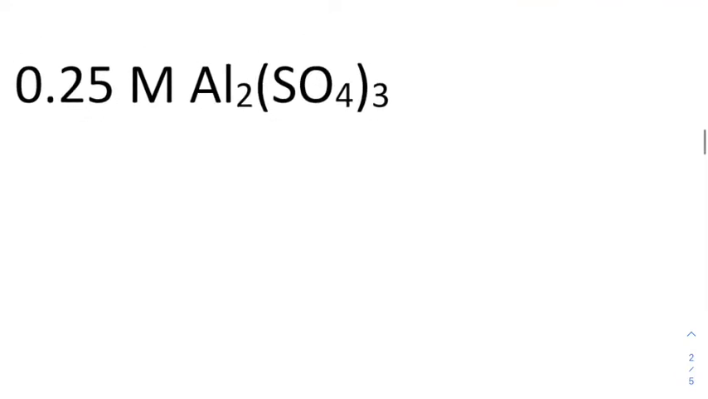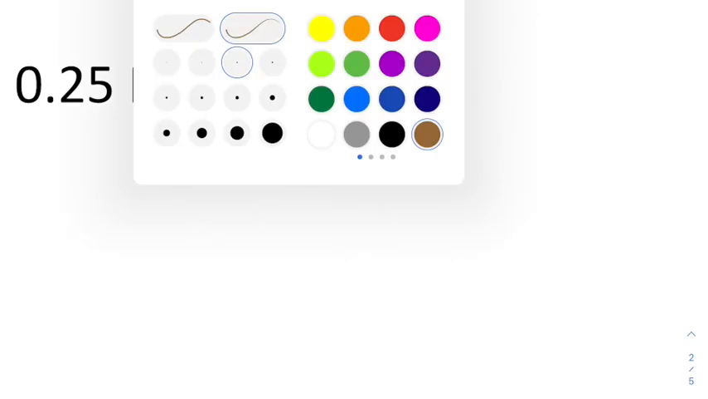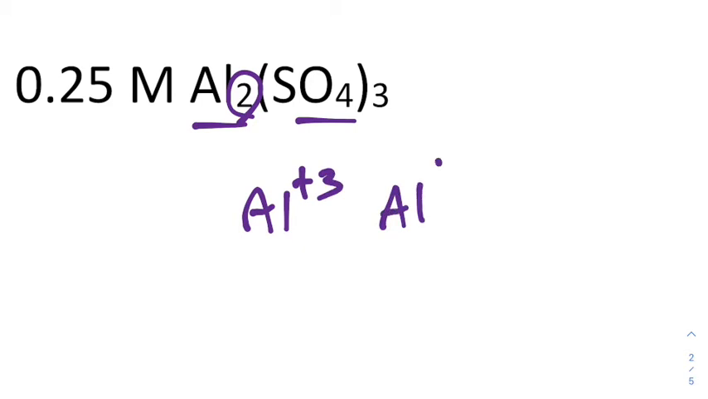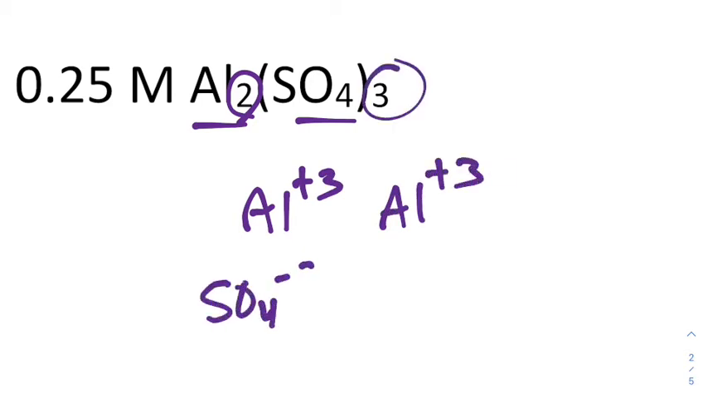Letter D here, I have absolutely no idea what real-world compound this would be, but hopefully by this point you've figured out how this process works here. So if you've got aluminum and you've got sulfate, assuming this thing breaks up entirely, there are 2 aluminums there, so that's going to be 2 Al 3+. And there are 3 sulfates there, so that's going to be 3 SO4 2-.